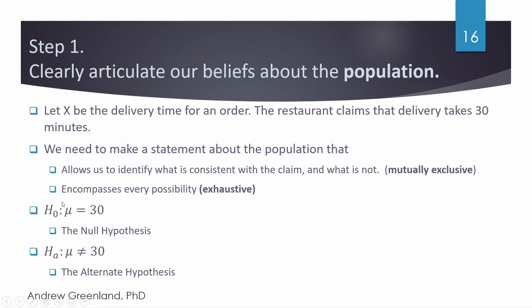The things that are consistent with that claim, we're going to call the null hypothesis. And everything else is going to be called the alternate hypothesis. And these have to have two properties. The first is that they have to be mutually exclusive, which means these two things cannot overlap at all. And they must be exhaustive, meaning they cover every possible scenario. So our null hypothesis here is basically that the restaurant is exactly right, that the mean delivery time is 30. The alternate would be that the delivery time is not 30 minutes.